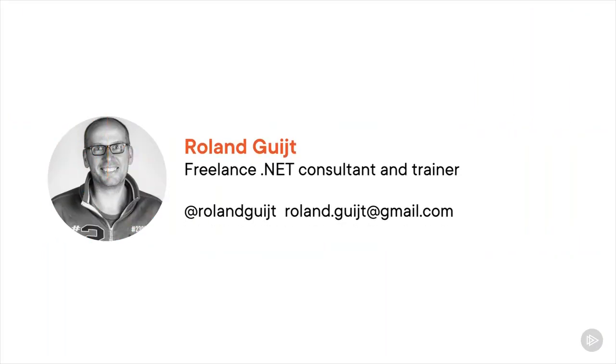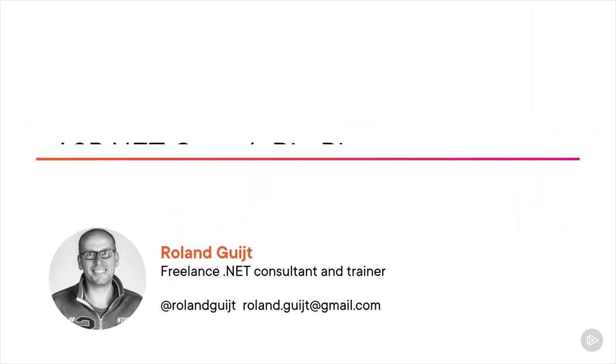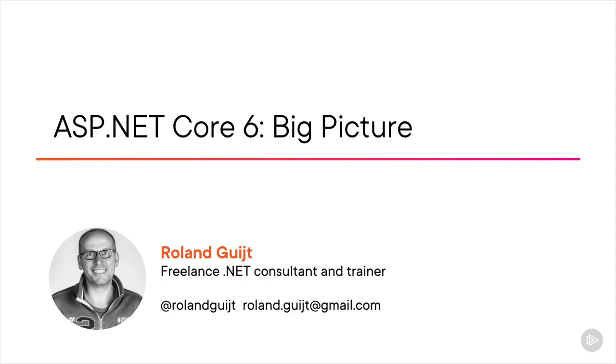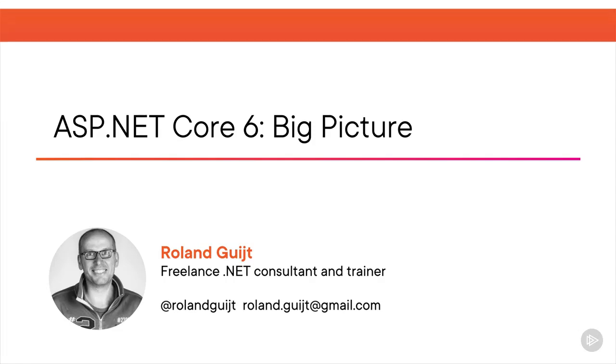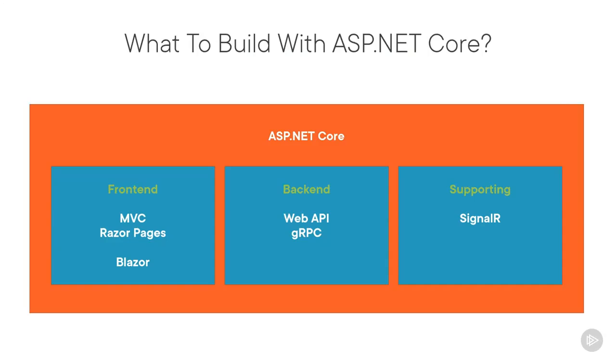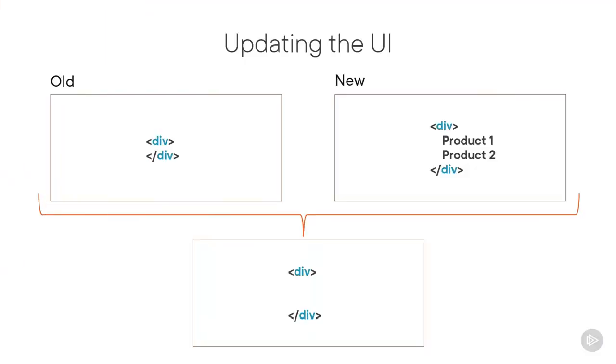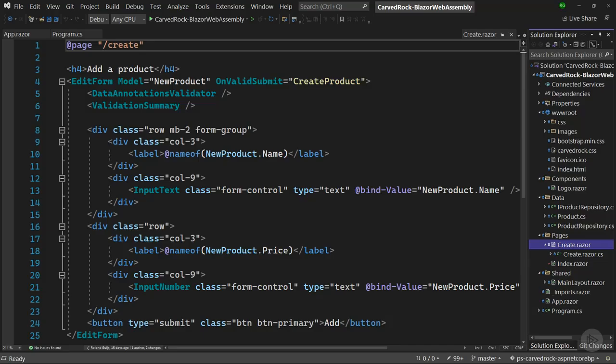Hello, I'm Roland Guit and welcome to my course ASP.NET Core 6 Big Picture. I'm a Microsoft MVP, independent consultant and trainer based in the Netherlands. If you want to know what ASP.NET Core is and what you can do with it, this course is for you. We're covering technologies like Blazor, MVC, Web API, gRPC and SignalR. And I'm showing you sample applications for each, explaining them step by step.